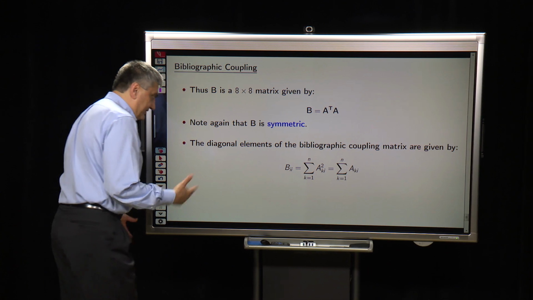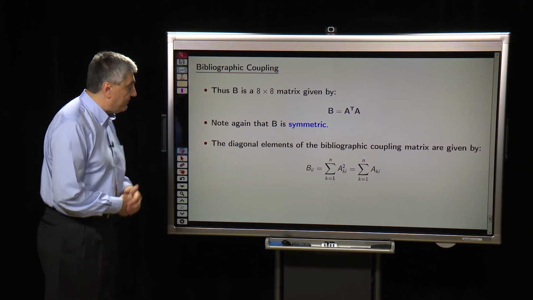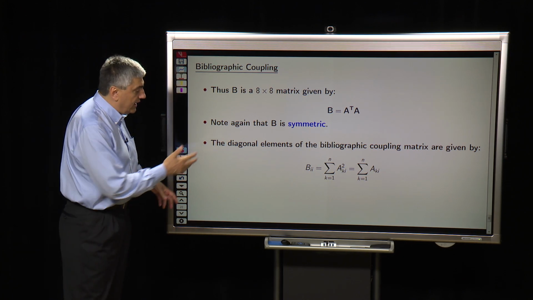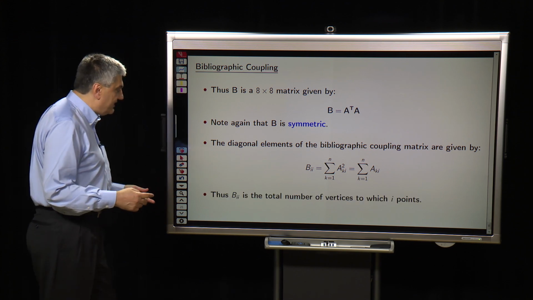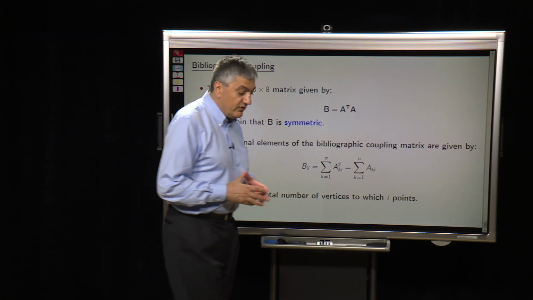Again, it's easier to deal with symmetric matrices, and there are some properties in there that we can find out. The diagonal elements, in a similar fashion, would be the Aki squared, and what it means is the total number of vertices to which a particular node points. So if I'm citing 10 different journal articles in my paper, then Bii is going to be equal to 10 in that case. And this concludes this video.